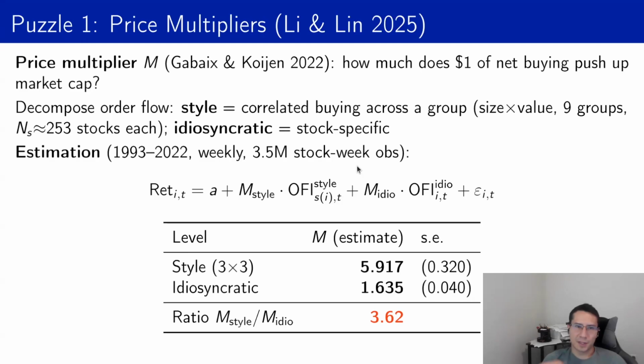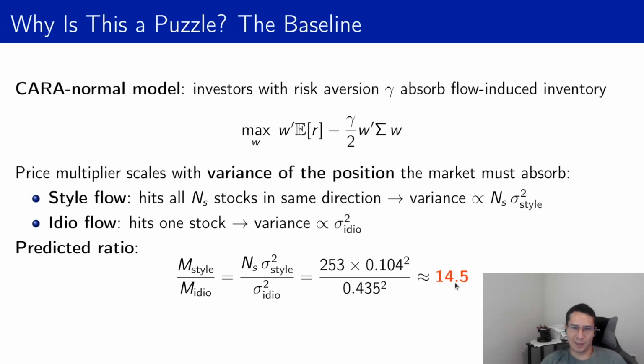This is going to decompose the order flow into style, correlated buying across a group, so size and value groups, and idiosyncratic, stock-specific flow. This is important in the trading agent signature because how much you can actually buy or sell depends on your price impact. Basically there are two numbers, like 1.6 and 3.62, and the current models are orders of magnitude away, with something like 14.5 instead of 3.6.